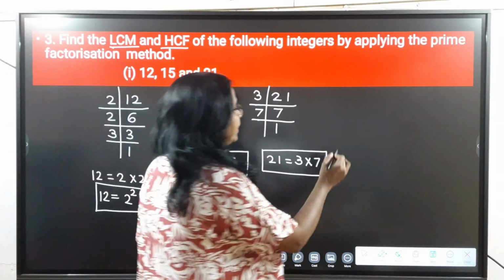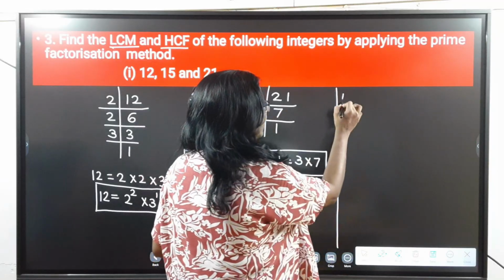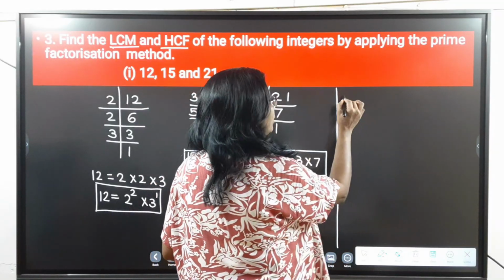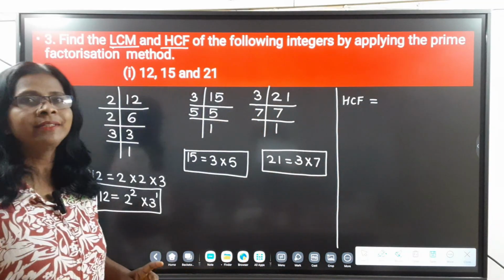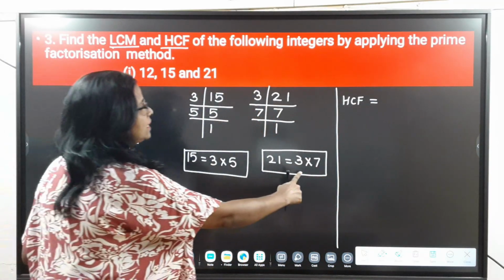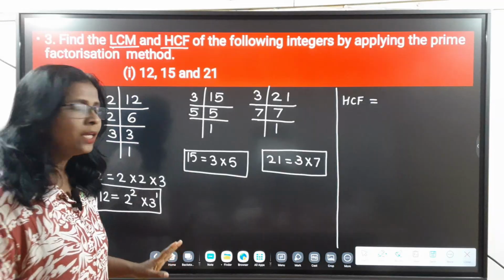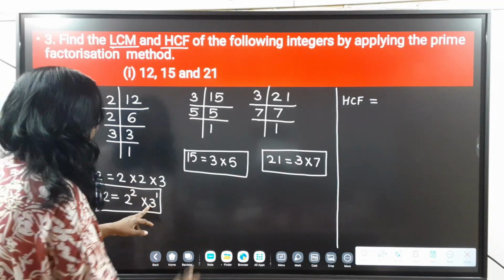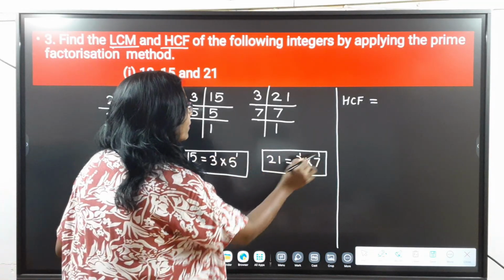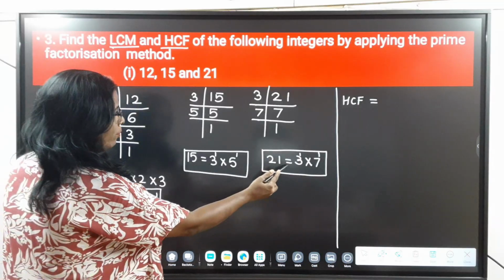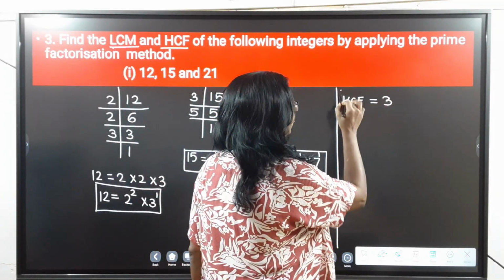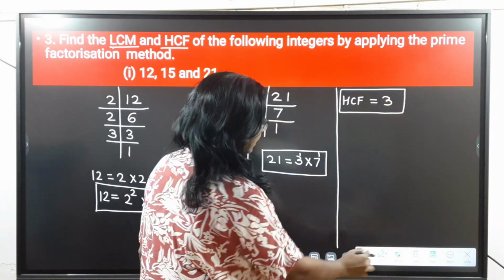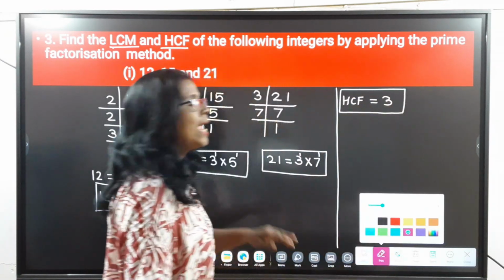Okay students, then here I find out the LCM. Okay, first I find out the HCF students. It is very easy. HCF, that means the common factor in between these factors. Okay, so now here students see here is a 3 raised to 1. So 3 is the common factor in between these three numbers. So I write down the HCF as 3. Okay, HCF as 3.